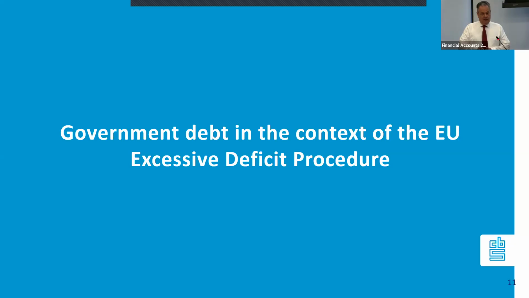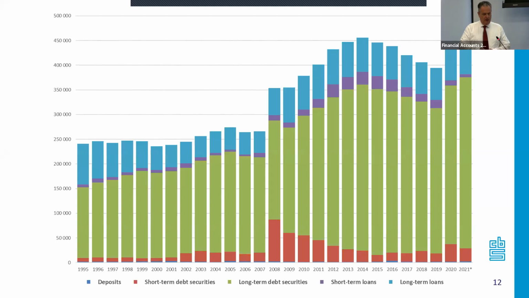So that's one example. The other example is the government debt in the context of the EU deficit procedure. There we can, for example, compile figures like this, where you can have the decomposition of government debt of total general government into the different instruments. And there you can also see some very interesting developments over time. Again, if you look at 2008, the start of the financial crisis, when our government had to rescue a lot of the financial institutions, they had a real finance need.